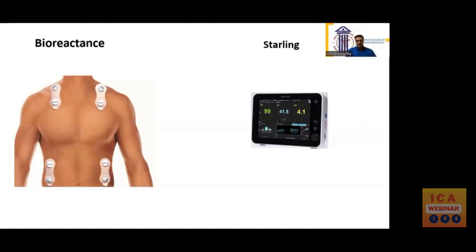The initial version provided cardiac output readings averaged over 30 seconds, and hence there were some concerns regarding its ability to track the rapid changes in stroke volume. The present Starling device has an averaging time of 8 seconds.